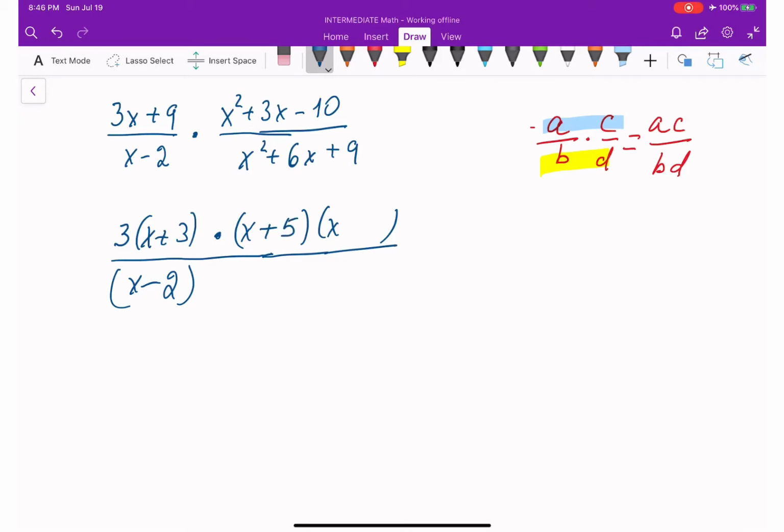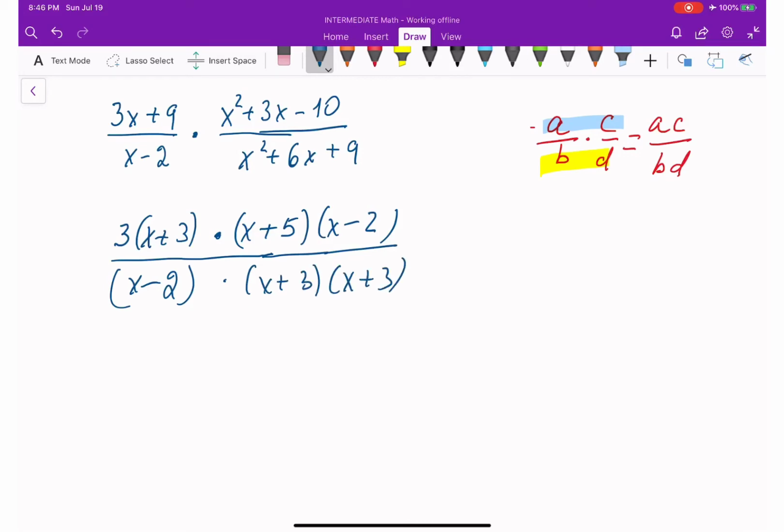positive 5 and negative 2. Again, whoever is having a hard time with factoring, format x² + bx + c, find my video and watch it. I will put it at the end of this video, so you can find it easily. x² + 6x + 9, factoring: (x + 3)(x + 3).